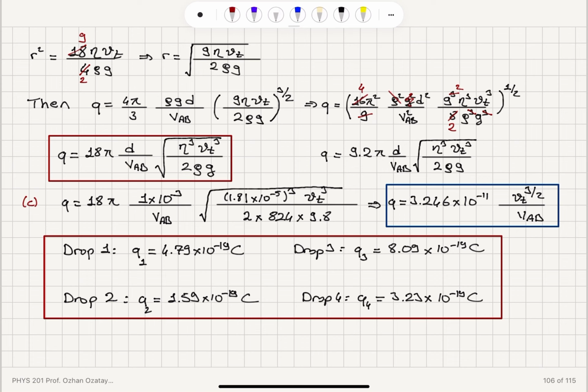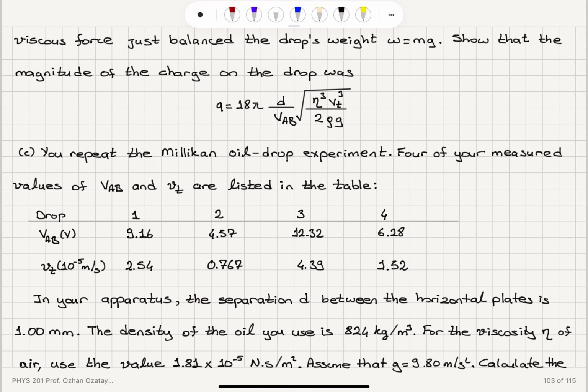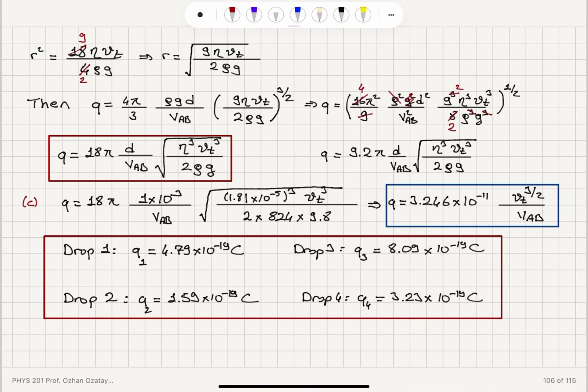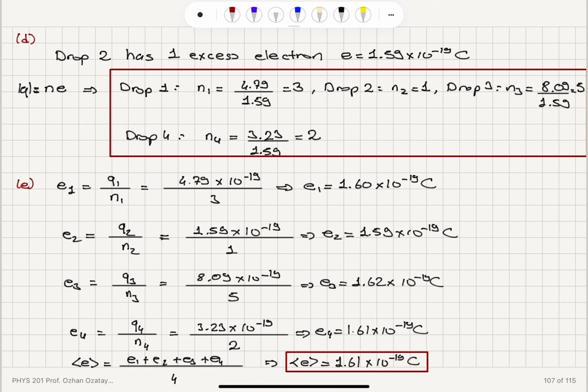And then we assumed that this excess charge, and all of these charges are actually negative, so this is mentioned here. This charge is due to an integer number of excess electrons, and we assumed that the smallest charge that we have observed is due to one excess electron. So if this is due to one excess electron, then we can calculate the number of excess electrons for each drop by dividing it by this charge, and we round it to the closest integer to obtain an estimate of the number of excess electrons.